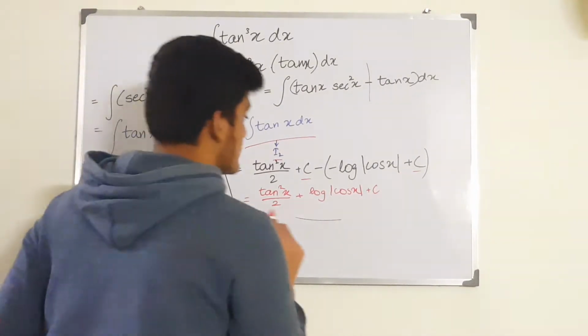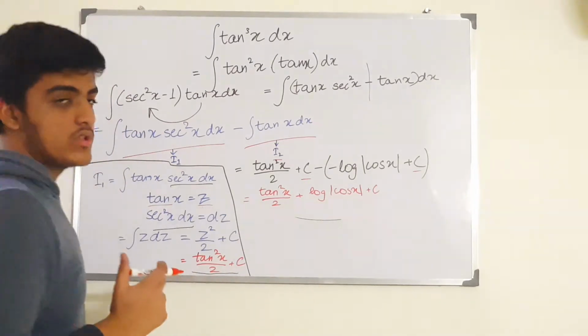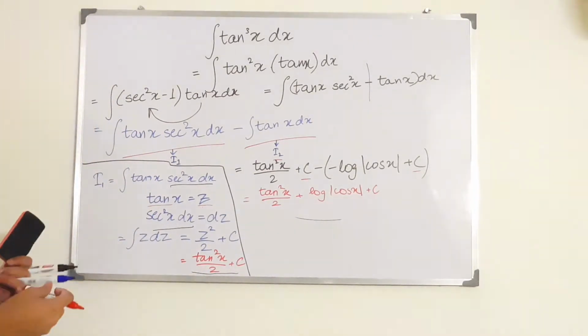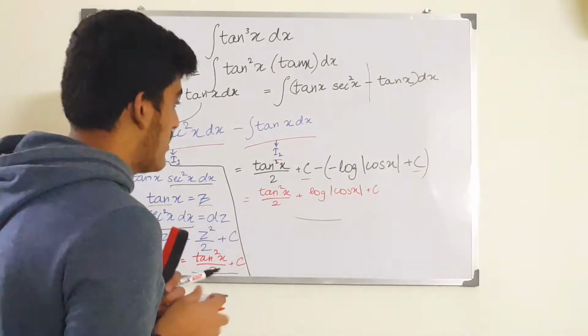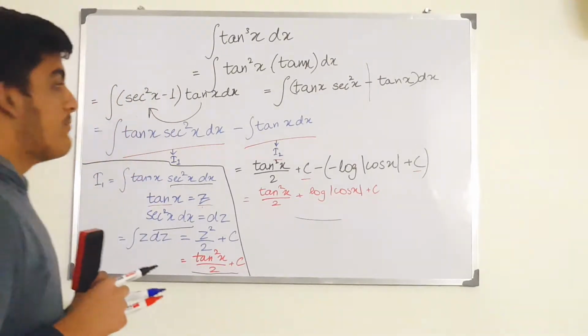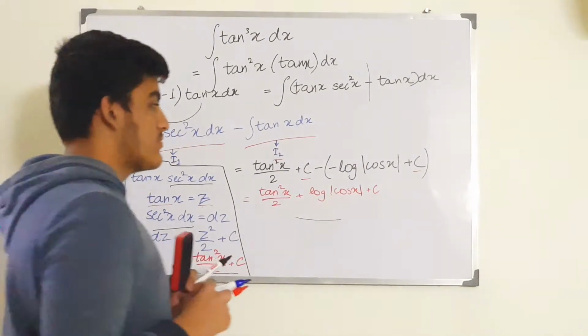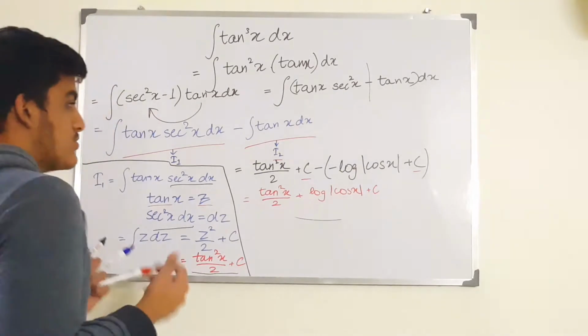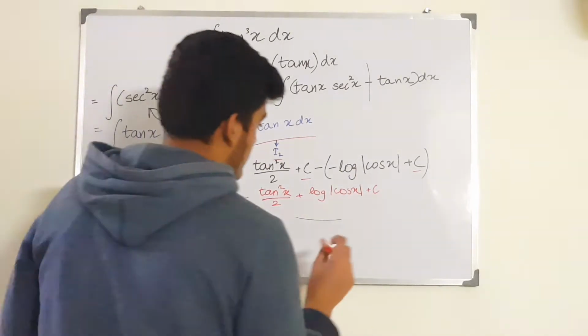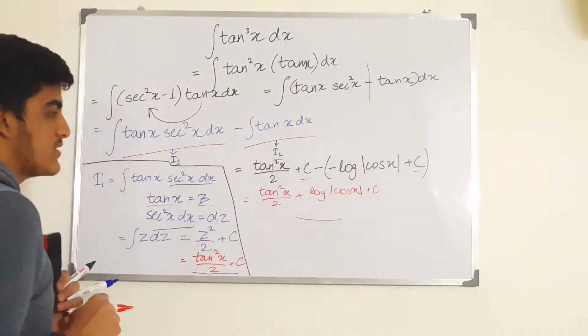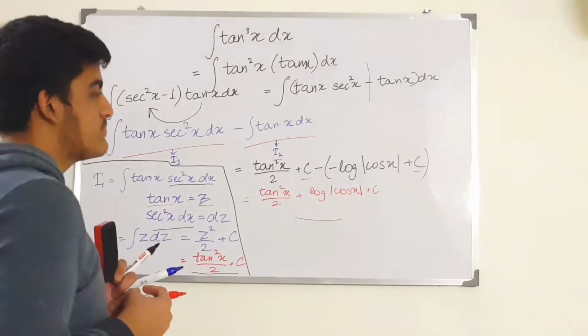I just wrote one c because we anyways do not know what c is. So it's an integration constant, but we do not know the value of the constant. So it's a variable to us. So we can just mention it once, it doesn't matter. It's the same.